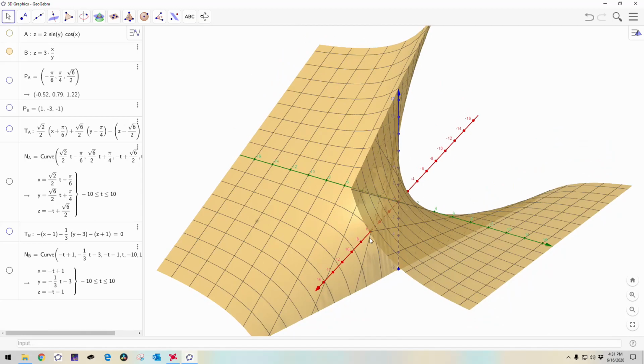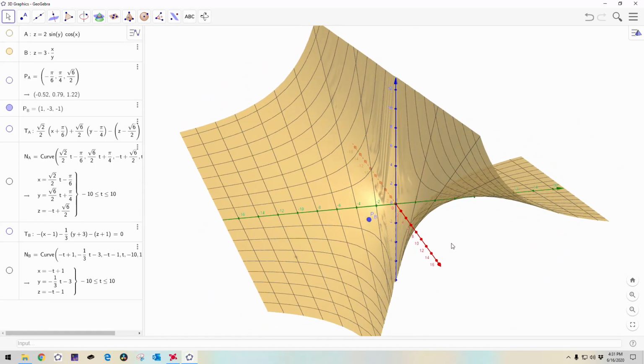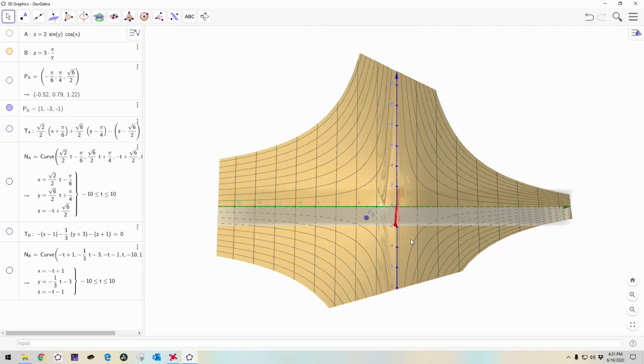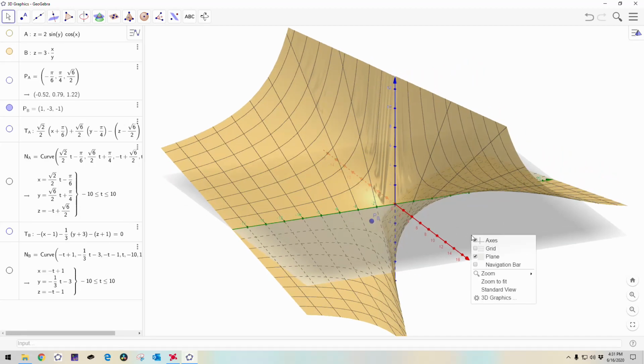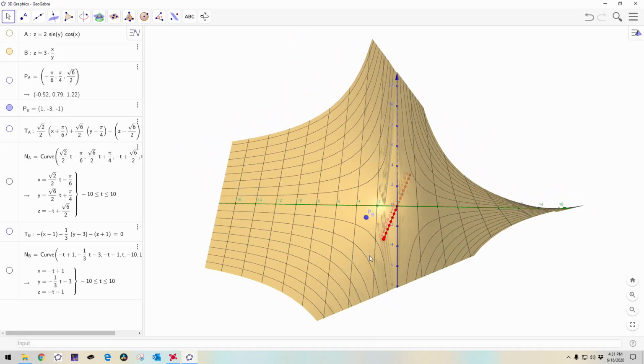Alright, so then where's the point that we're interested in? Point B was (1, -3, -1). Here it is located over here. And I actually have the xy plane turned off. As you can see, this would be the xy plane. And the point is below it. The z value is negative. So I have the plane off so that we can see a little bit better.